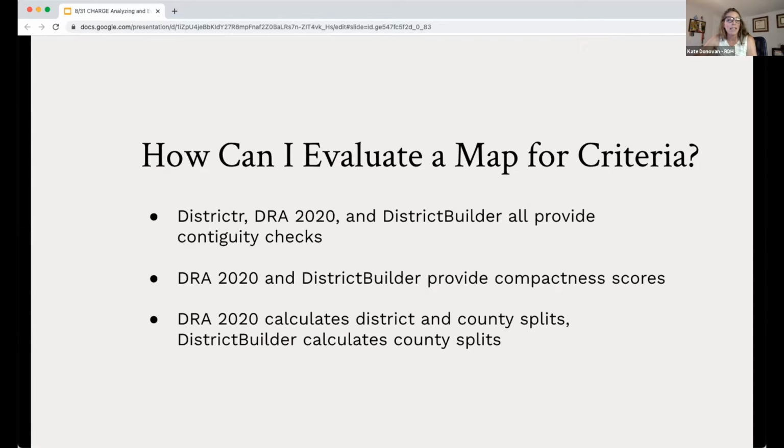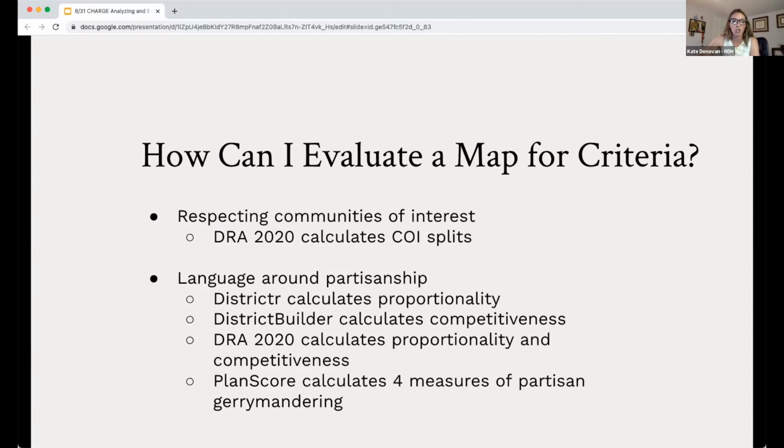When it comes to assessing how well a map respects existing political boundaries, both District Builder and DRA can tell you how many counties you split. And DRA also provides metrics on district splits, as some states do require respecting the core of prior districts.